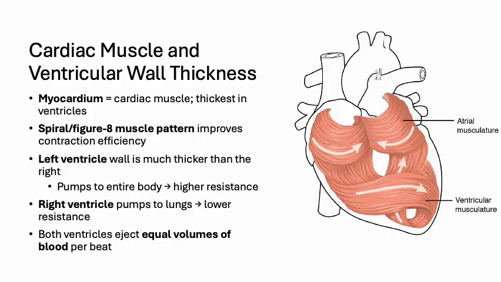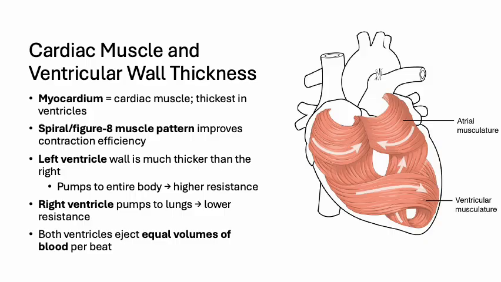Now let's look at the differences between the right and left ventricles. While both pump the same volume of blood per beat, they don't face the same resistance. The right ventricle sends blood to the lungs via the pulmonary circuit, which is relatively short and low pressure. As a result, the walls of the right ventricle are thinner. In contrast, the left ventricle must generate enough pressure to send blood through the entire systemic circuit, all the way to the brain, fingers, and toes. Because it faces greater resistance, the left ventricle wall is significantly thicker and more muscular.